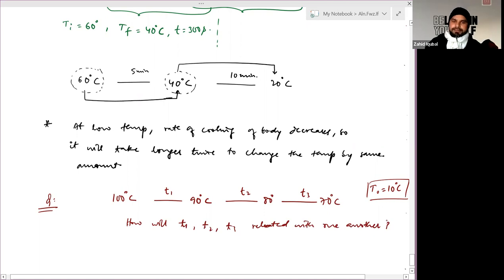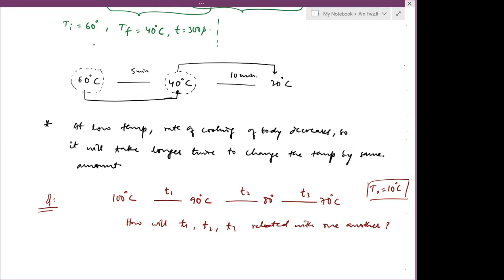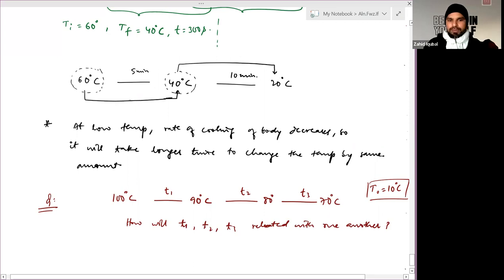Ifra, any idea? So T3 will be largest and T1 will be smallest. Good. According to the above concept, at low temperature, the rate of cooling of a body also decreases, so it will take longer time to change by the same amount. So at higher temperature, the rate of cooling will be larger. So T1 will be least, then T2, and then T3.